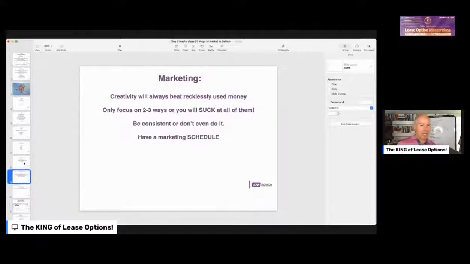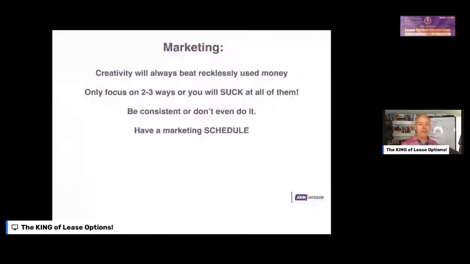But again, as I go into these methods, understand, like I said, that creativity will always beat recklessly used money. And as I show you all these methods of marketing to sellers, I want you to only focus on 2 to 3 ways to market to sellers, or you will suck at all of them. This is so important when it comes to marketing, guys. You've got to be consistent with marketing. If you're not going to be consistent, don't even do it. Don't do real estate. Move on to something else if you're not going to be consistent.